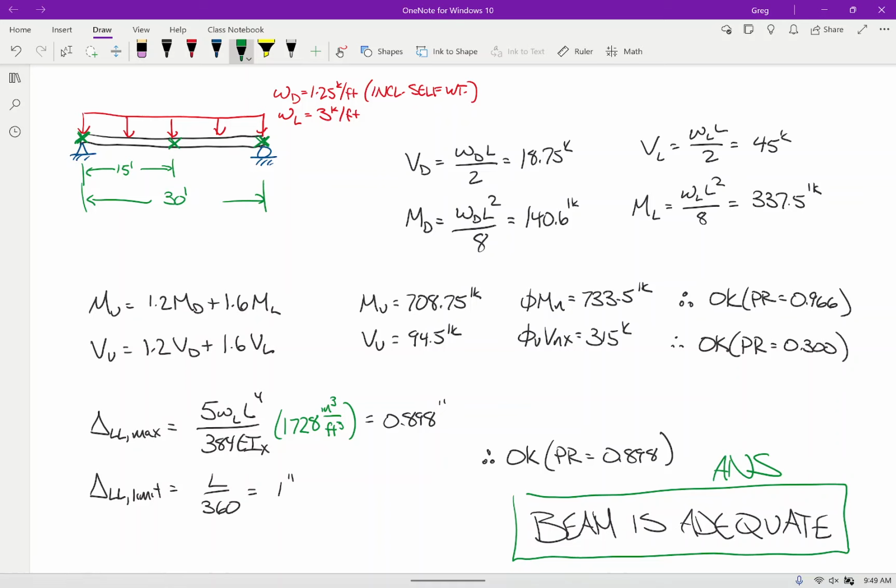Again, really the only difference between a discretely braced beam and a continuously braced beam is how you compute the capacity, the flexural capacity. Once you get past that, it's no different. It's the same problem. So, sound good?